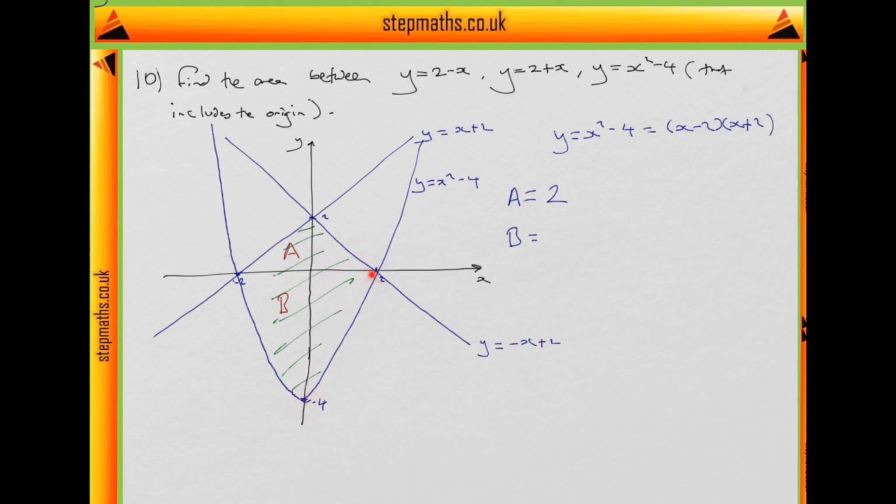But this is going to give us a negative region. So we have to take the modulus of that because it's a negative area. So B is equal to the modulus of the integral between 0 and 2 of x squared minus 4 dx, which is equal to the modulus of, well, that integrates to give us 1/3 x cubed minus 4x between 0 and 2. Well, that's equal to the modulus of, well, what's 2 cubed? 2 cubed is 8, so that's 8/3 minus 4 times 2, 8. So that's equal to 8 minus 8/3. 8 is 24 over 3, so that's 24 minus 8, or 16 over 3.